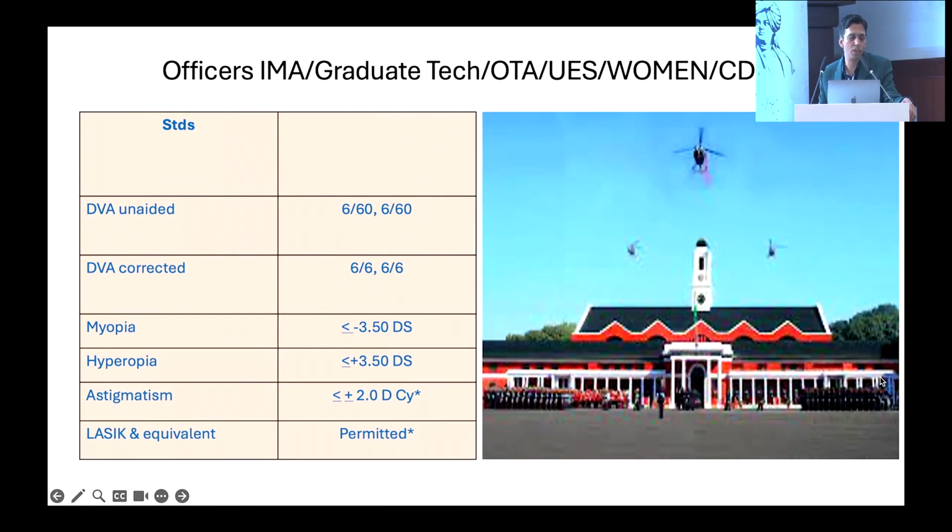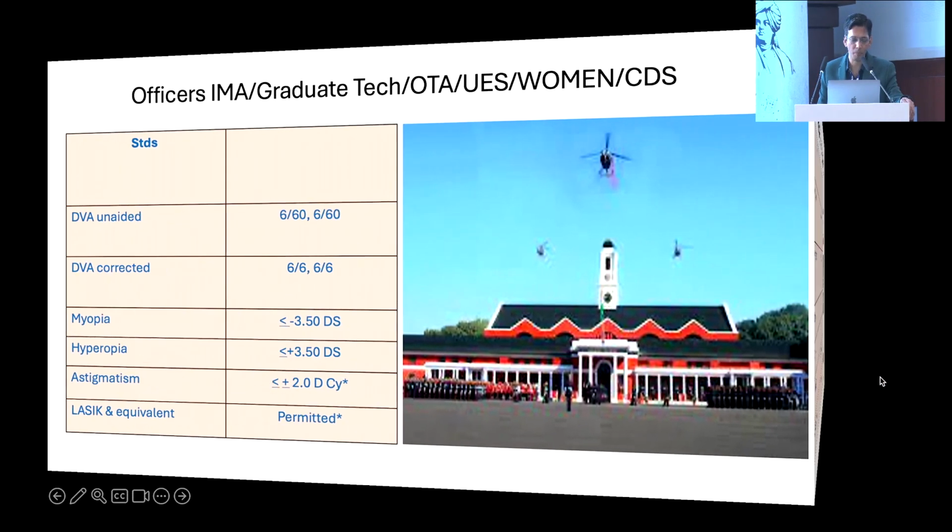Now, the next is for the officers who are entering in the IMA, OTA, women entry scheme and combined defence services. Here the standards are unaided visual acuity by Snellen chart of 6/60 in both eyes, corrected visual acuity of 6/6 in both eyes, myopia of minus 3.5 diopter sphere, hyperopia of plus 3.5 diopter sphere, and a cylinder of plus minus 2 diopter cylinder. LASIK and equivalent are permitted in this. In NDA it was not permitted, but in the IMA, LASIK and equivalent are permitted.